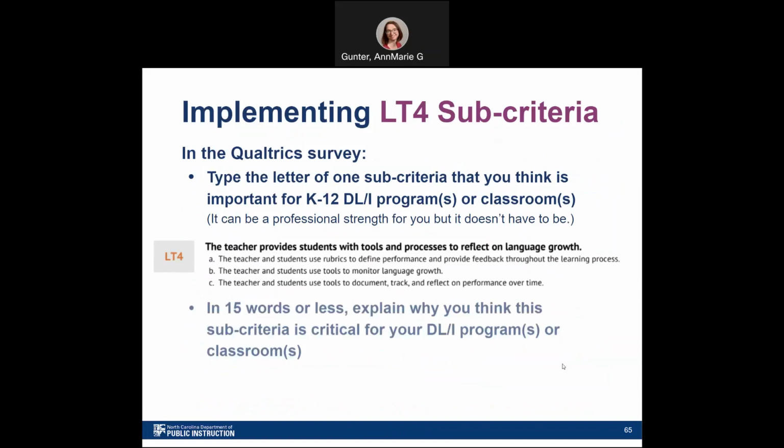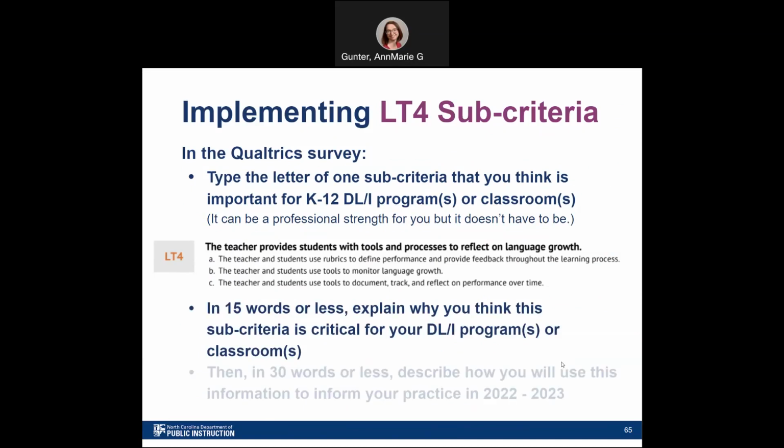So in 15 words or less, explain why you think this sub-criteria that you chose is critical for your DLI programs or classrooms. If you chose a professional strength, explain that rationale. If you chose one that isn't a professional strength, explain why that is critical for your DLI programs or classrooms. Then, like before, in 30 words or less now, describe how you'll use this information to inform your practice in the next school year, in 2022-2023.